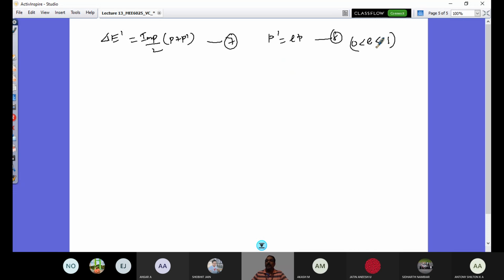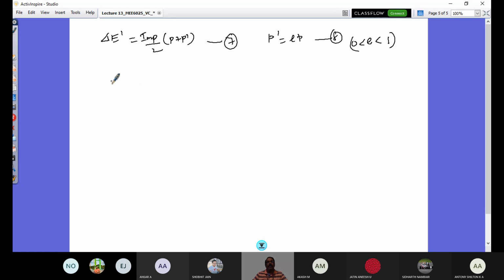This is what we also know. And we know if E happens to be 1, it is perfectly elastic impact. If E happens to be 0, it is perfectly plastic impact. This all we have already discussed. So now what I want to do is get my velocities V1 and V2 for this. So how do I get V1 and V2?